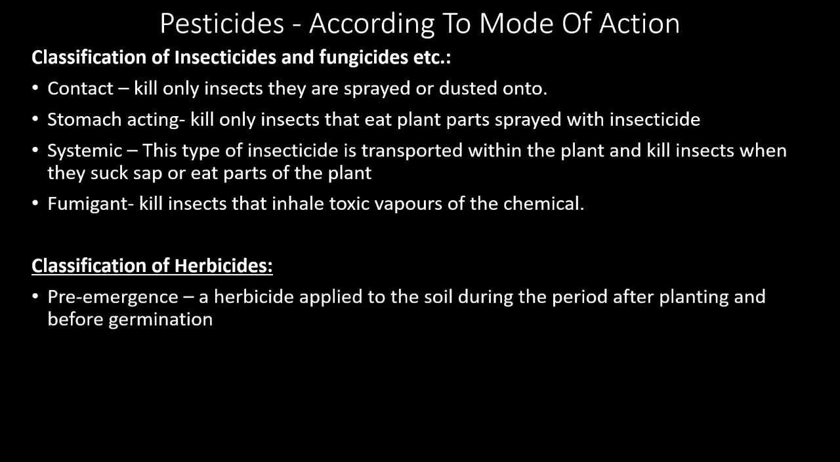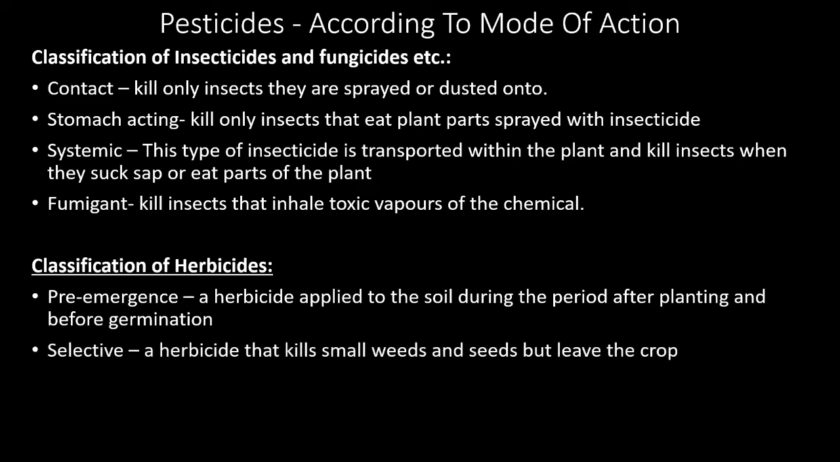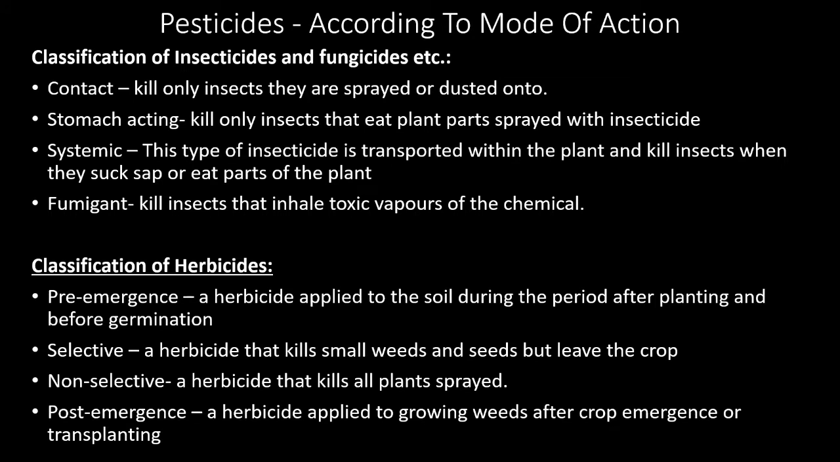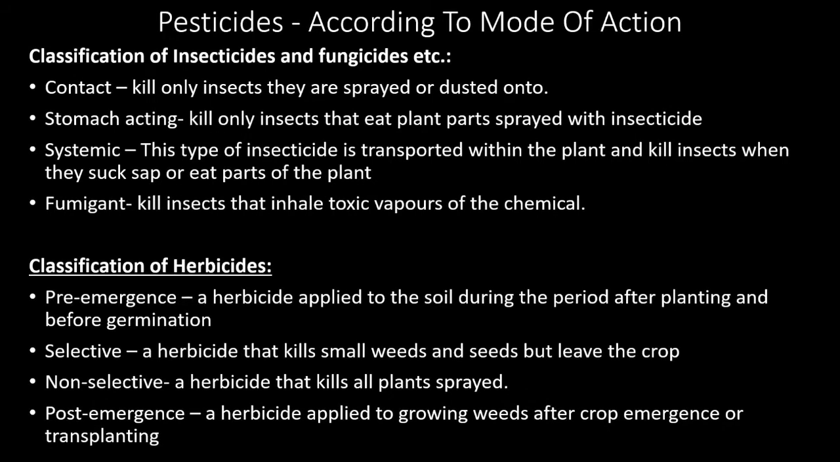Classification of herbicides. 1. Pre-emergence. A herbicide applied to the soil during the period after planting and before germination. 2. Selective. A herbicide that kills small weeds and seeds but leaves the crop. 3. Non-selective. A herbicide that kills all plants sprayed. 4. Post-emergence. A herbicide applied to growing weeds after crop emergence or transplanting.